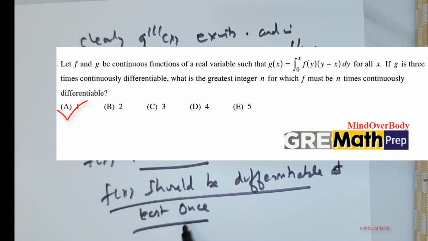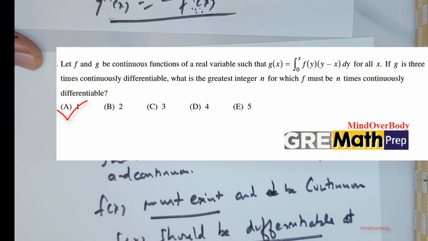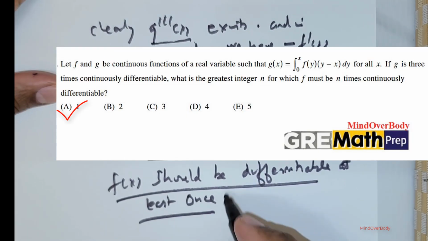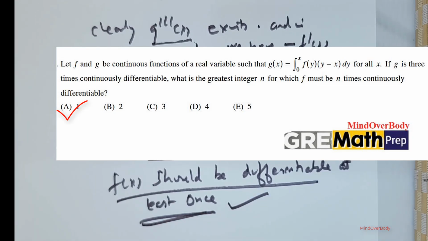So that's a basic understanding. If f of x is not differentiable, you will not arrive at g triple dash. This is not going to exist. So at least once should be the solution for this question. Okay, I hope you got that.